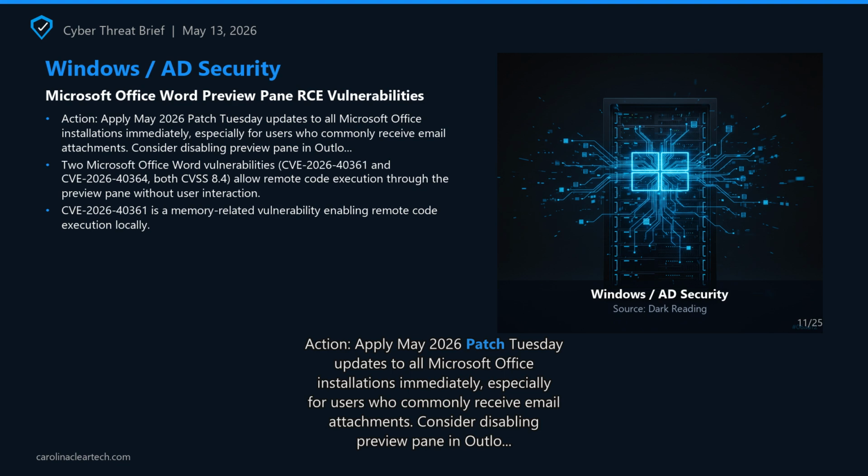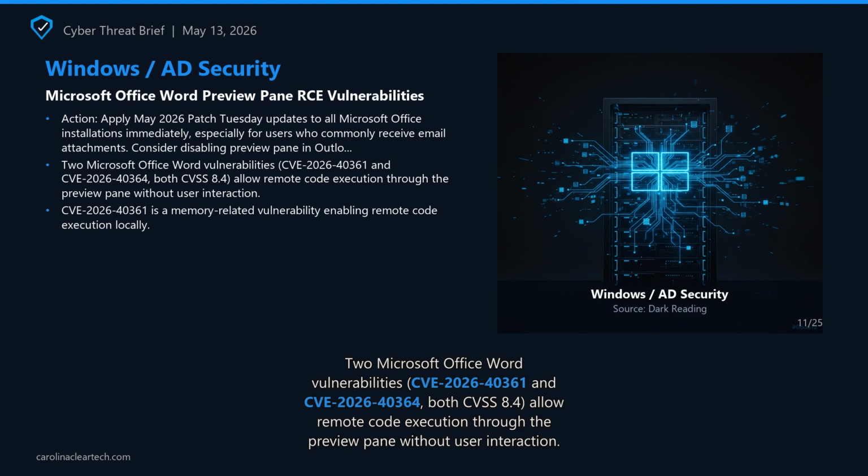One is a memory-related vulnerability enabling remote code execution locally. The other is a type confusion bug stemming from incorrect memory handling. An attacker can trigger both flaws by simply sending a maliciously crafted document. Outlook's reading pane can execute the code without the user ever opening the file, and 3 additional CVEs. See show notes for the full list.